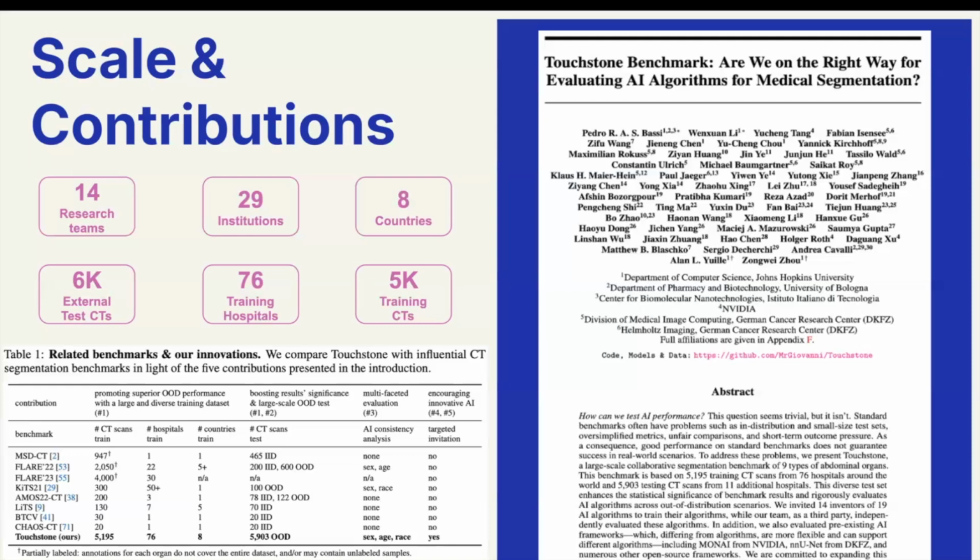So why do we need so much scale for our training data sets? Studies show that training data sets that are really large and really diverse increase out of distribution performance. So a big example of this is CLIP, for example.